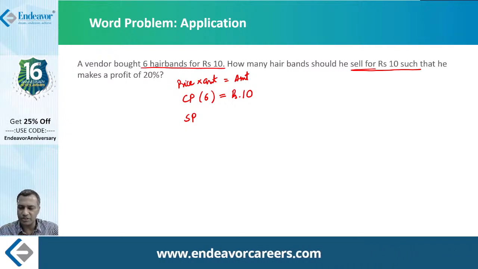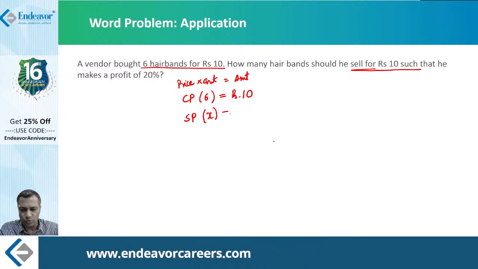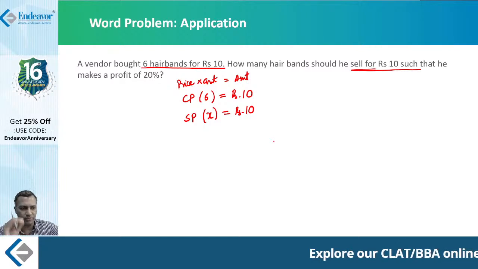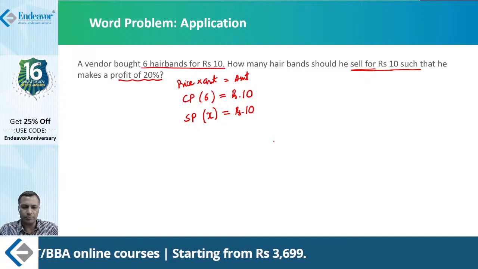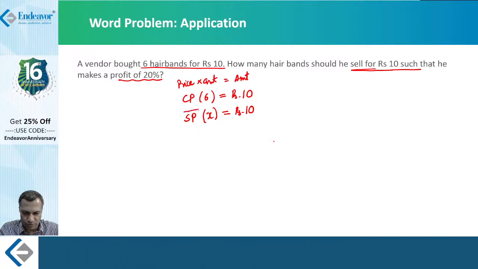Therefore, selling price of each hairband, SP, you write. What is the quantity? I don't know, that's what I want to find out. What are they paying? Rupees 10. Fair enough. So again, you have two equations, two variables. You could find the ratio, but that's not required. Hang on, look, there is a profit of 20%. Substitute for this selling price.